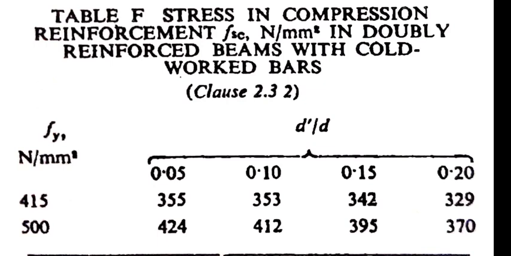In this case we don't have to interpolate. If we get any fraction value, just take the higher one. If we get any value between 0.05 and 0.1 for the d dash by d ratio, just take the upper value of 0.1. This table is very important, which you will use for short answer type problems and design problems also.